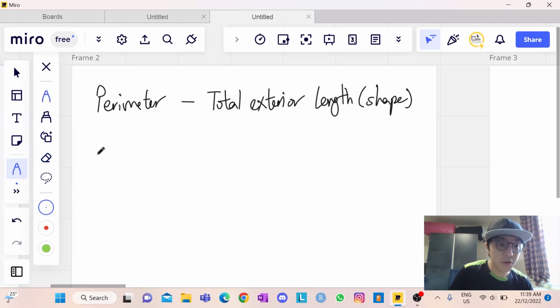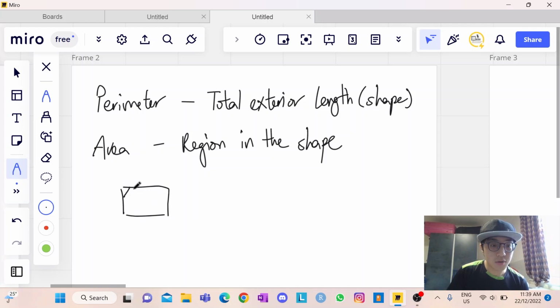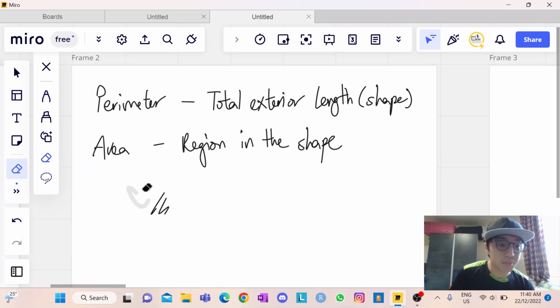All right, so I'm going to erase this first because I'm going to go on to define what an area is. So area is like, how do I explain this? Area is like a region covered by the shape. All right, region in the shape. All right, so if you have a rectangle right here, so this area, this is the region covered by the rectangle, then this is the area of the rectangle. All right, so now we know the brief definition of perimeter and area.